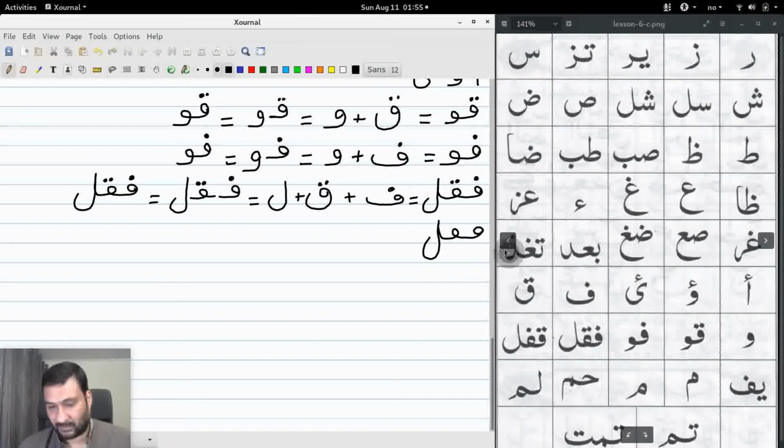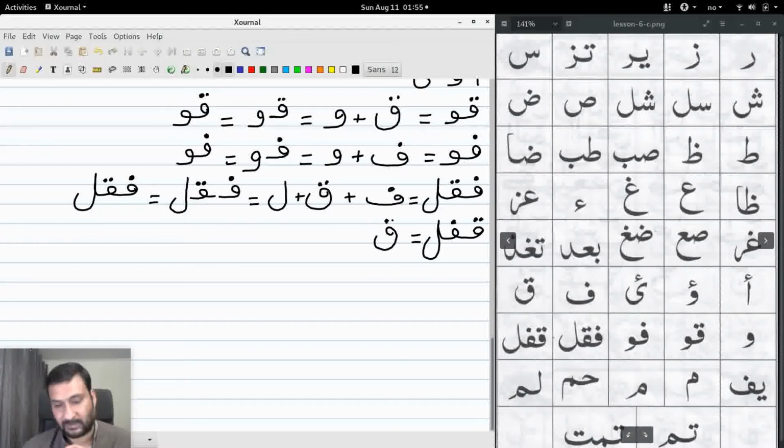First one is qaf, this time 2 dots here, this time 1 dot here. So 2 dots above this round head is qaf, 1 dot above this round circle is fa, and then lam. So this time it's made up of the same letters but in a different order.